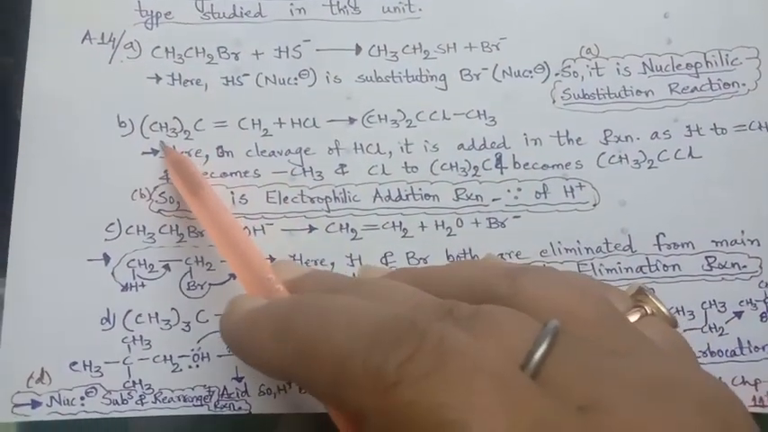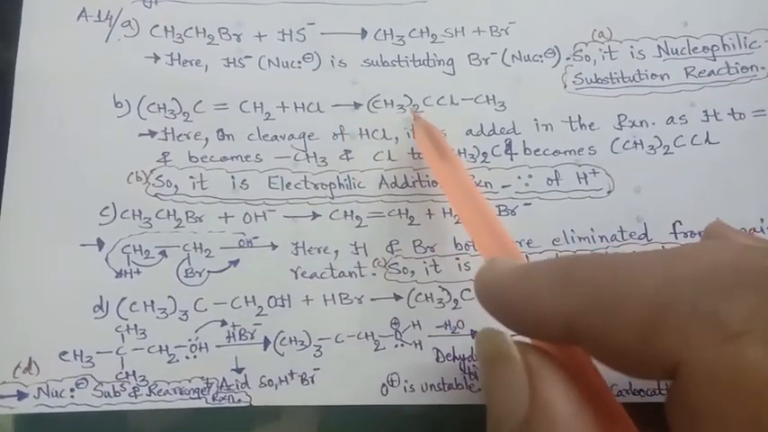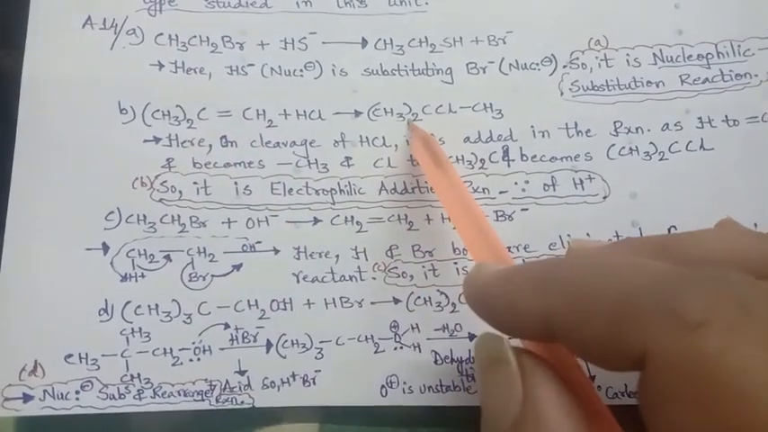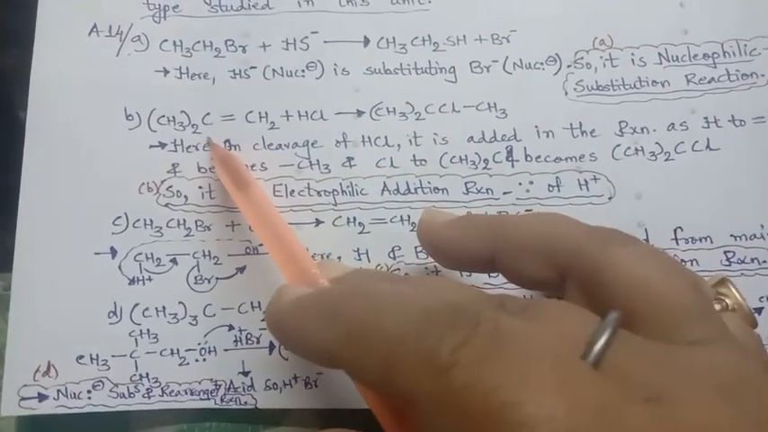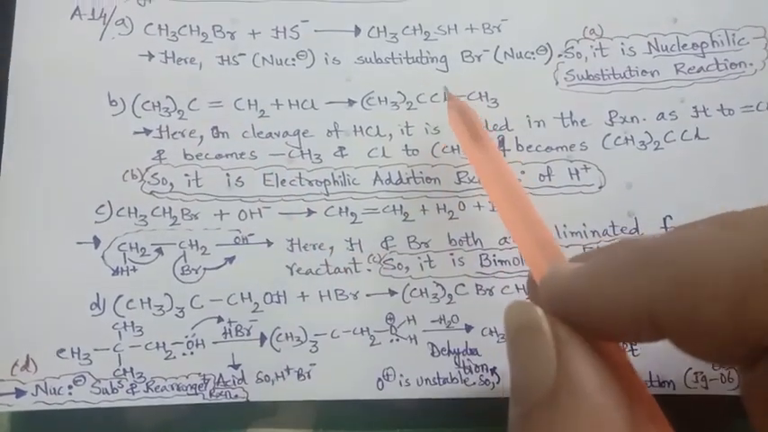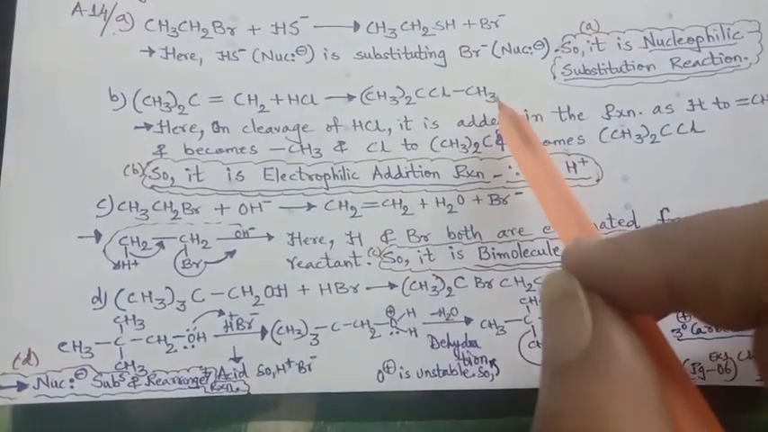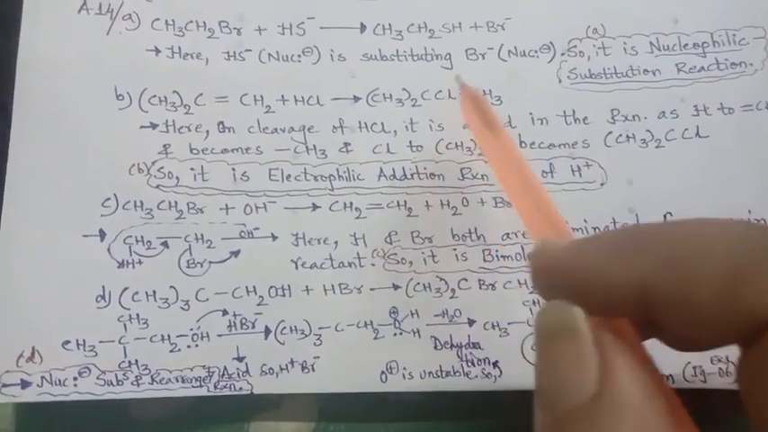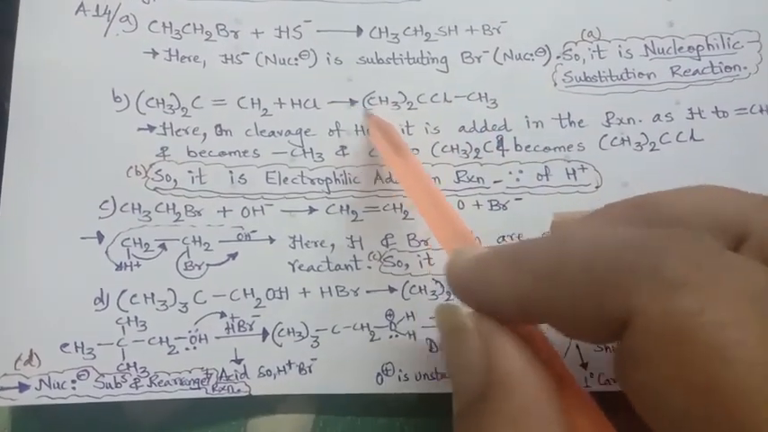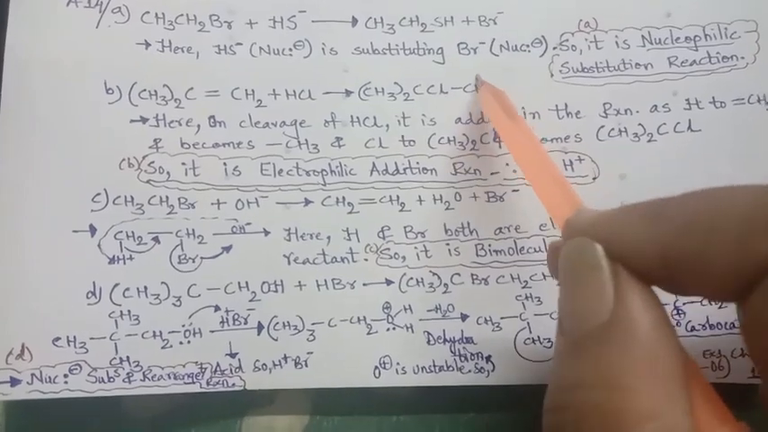Here you can see (CH3)2C double bond CH2 plus HCl, and it gives (CH3)2. This remains the same, (CH3)2, that is twice. The C double bond is now broken over here, cleavage has taken place, and with C, Cl is there, and this CH2 is now CH3. So definitely we can see that Cl is added to this compound. That means the compound is one, but Cl is added to this carbon and hydrogen is added to this carbon.